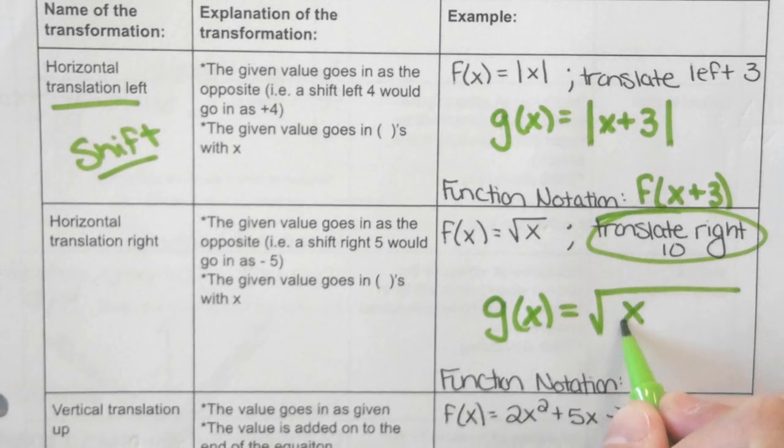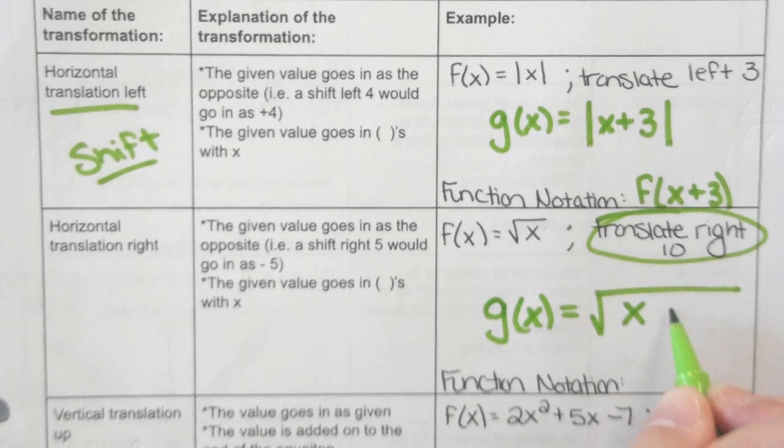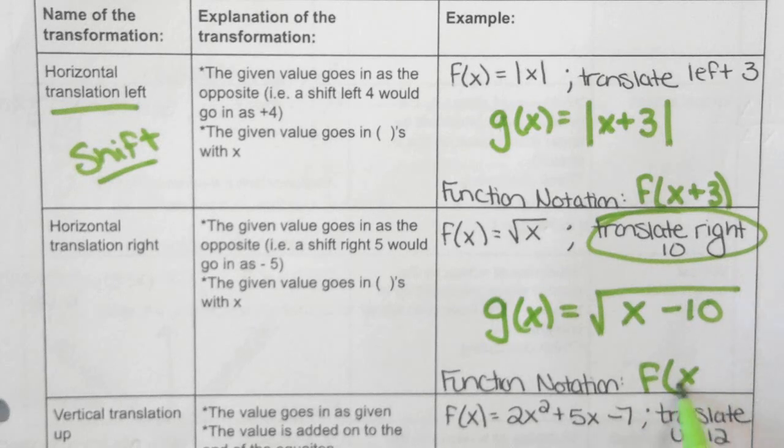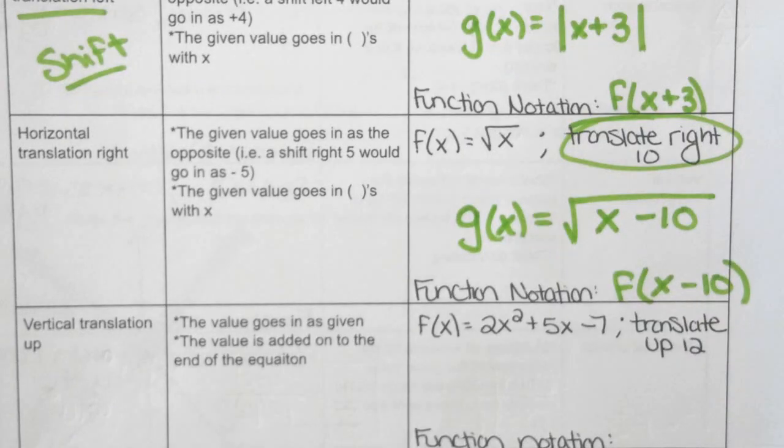If we want to go right 10, what should I put? -10. So what I did is I took my f of x, and I subtracted 10 right in there with all my x values. Good?